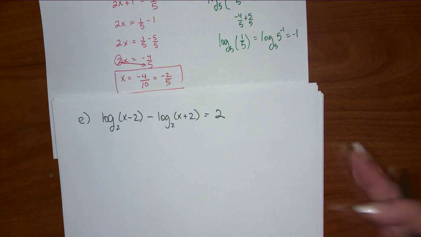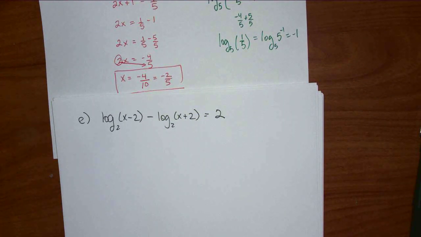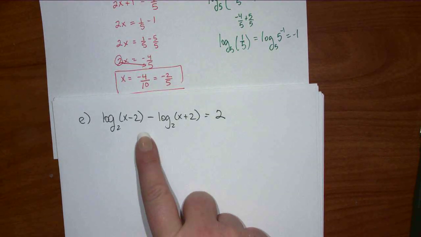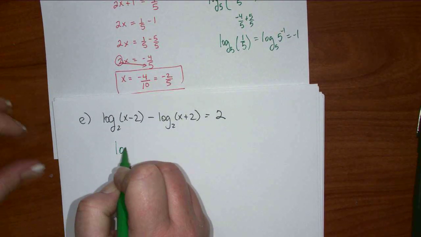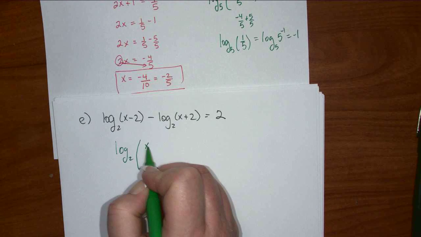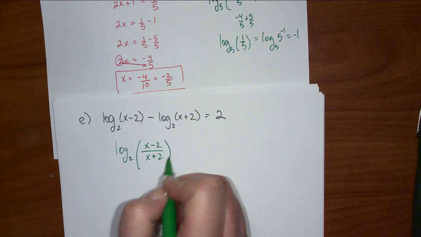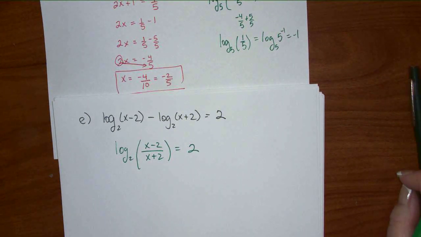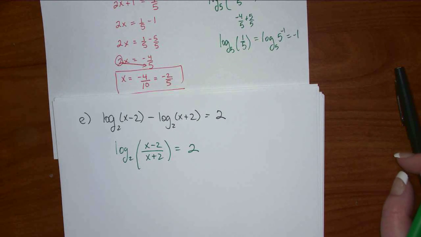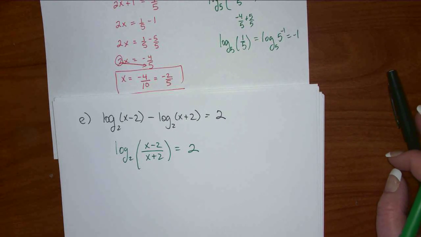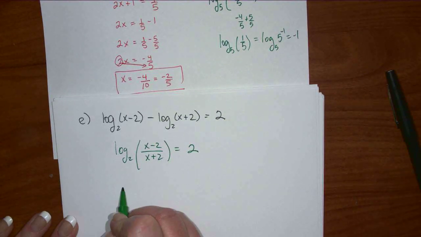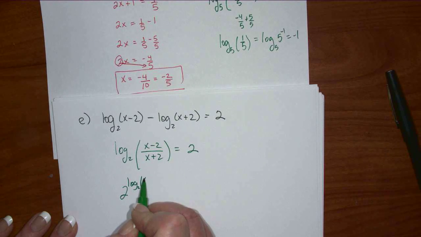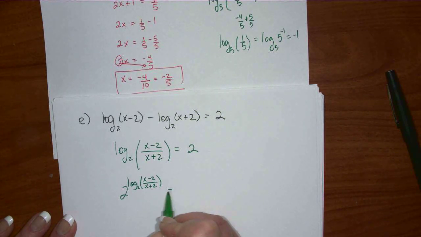Okay, so the next type, when there's sort of 3 terms instead of just 2 with a log involved. So if there's 2 logs and they're related with a minus, we use that division rule. So we would rewrite this as log base 2 of x minus 2 over x plus 2. And now we're back to the example like we just did with one single log. So we raise these as a power, and the base is 2. So this would be 2 to the power log base 2 equals 2 to the power 2.